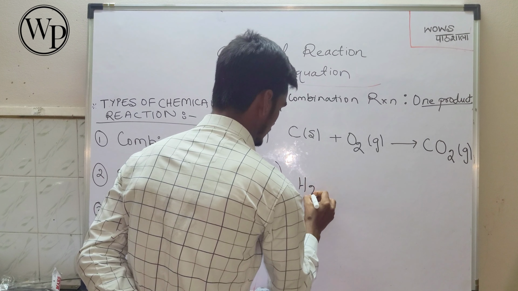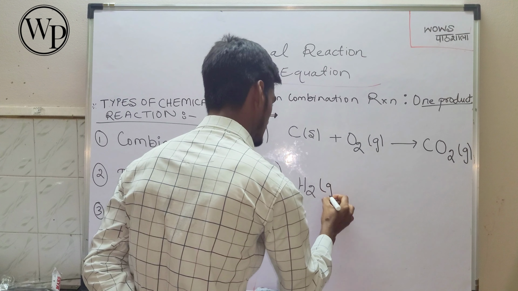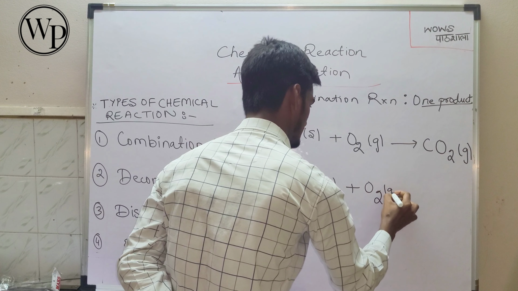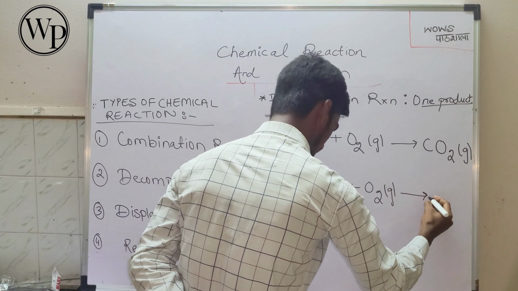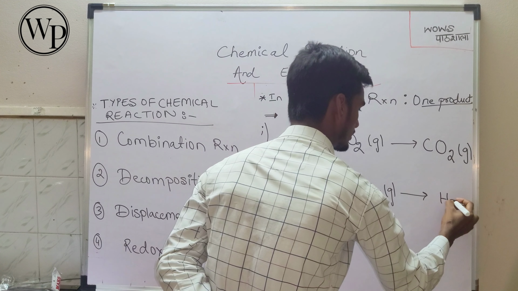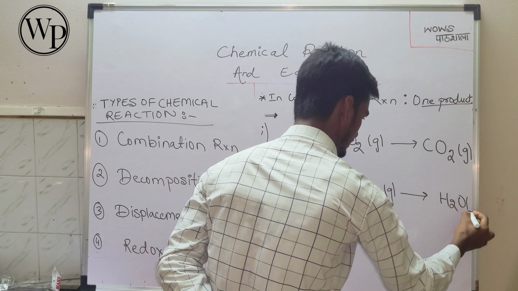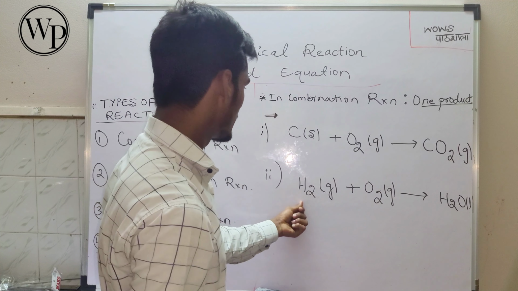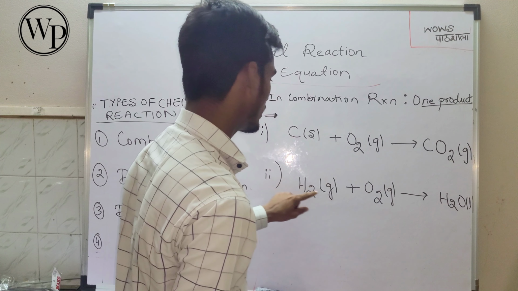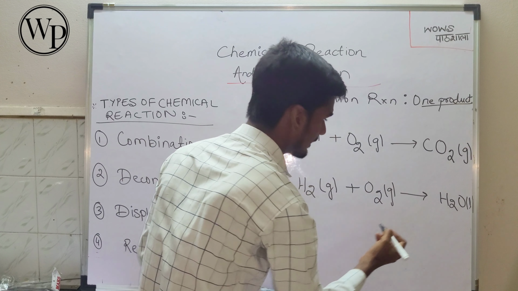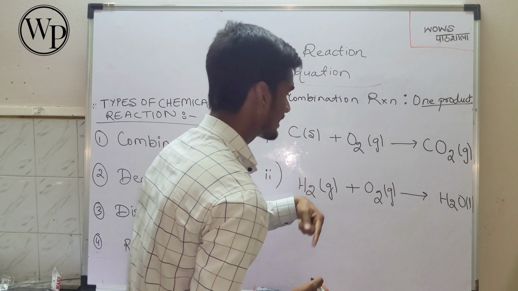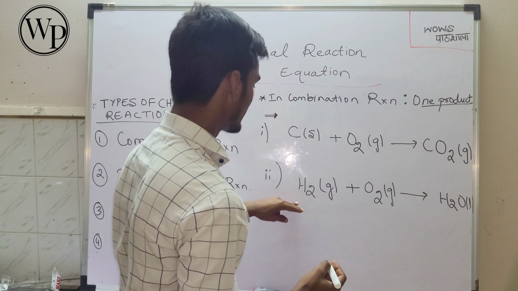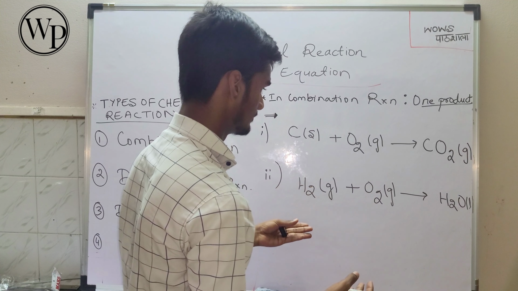The second example: hydrogen in gaseous form plus oxygen in gaseous form react to form the water molecule, in liquid form. This is also an example of a combination reaction. But it is not a complete reaction equation, because it is unbalanced. I have written the unbalanced reaction here because I want to explain once more how to balance it.